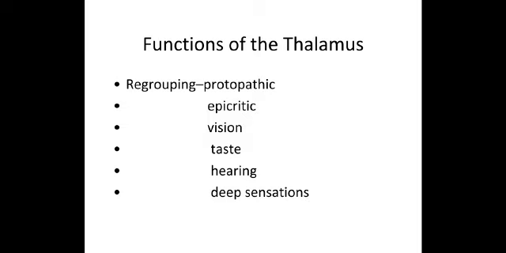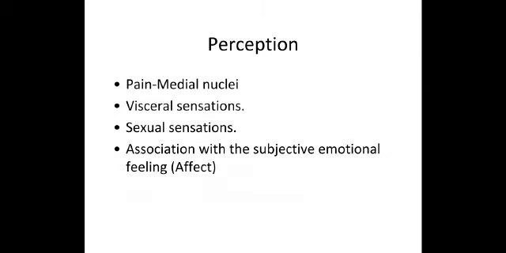It plays an important role in appreciation of protopathic sensation like pain, crude touch, and crude temperature. Although crude perception of these sensations occurs at the level of the thalamus, precise localization of these sensations depends on nerve impulses reaching the primary sensory area of the cortex. So we have vision in the lateral geniculate body, different taste, hearing, and the medial and deep sensations. So pain is perceived in the medial nuclei.